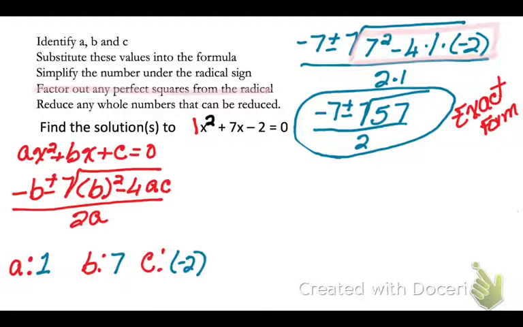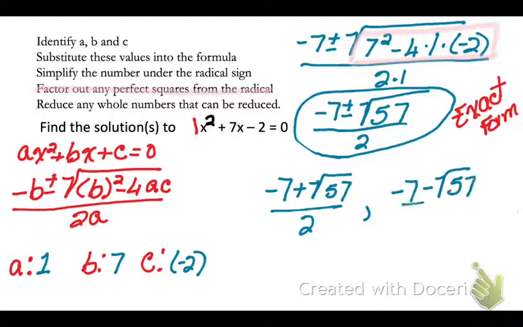Sometimes it will ask you to separate your answers by a comma. In that case, here's what you would write: -7 plus square root of 57, the entire thing divided by 2, comma, -7 minus square root of 57, the whole thing divided by 2. Because remember, you can have up to 2 solutions to a quadratic equation.